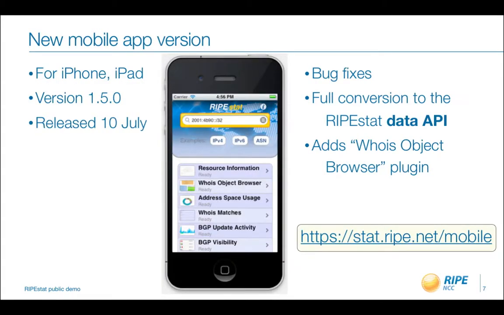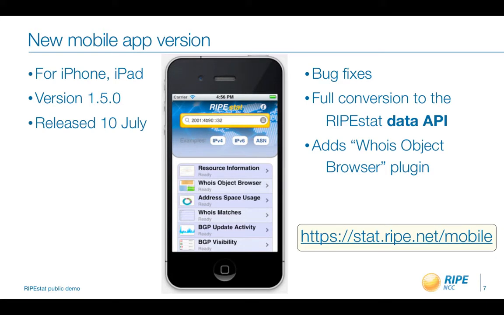Besides all this, we also recently released a new version of the iOS mobile application. This version covered some important updates and bug fixes, and also the WHOIS Object Browser plugin was added. One of the important updates was that all the data connections were migrated to use the new RIPEstat data API structure. This was done in order to ensure consistency with the web-based widgets.